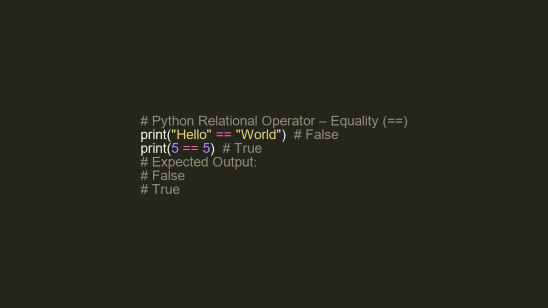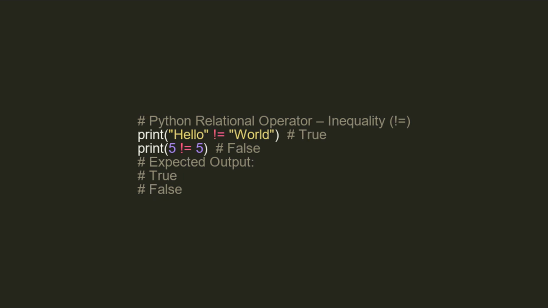First, we introduce the equality operator, which is two equal signs together. It compares the values on either side and returns true if they are equal and false if they are not. For example, the text string hello does not match with the text string world, so it returns false. On the other hand, the integers 5 and 5 are equal, returning true.